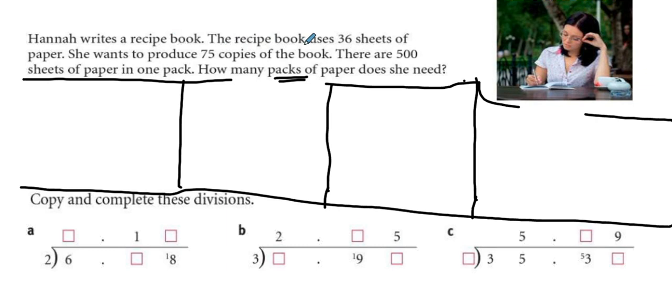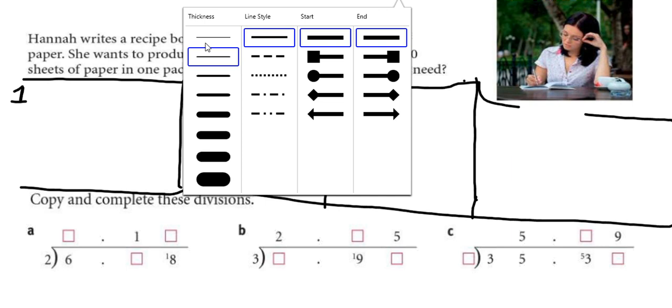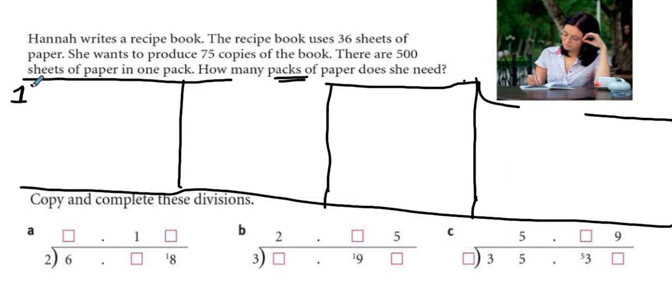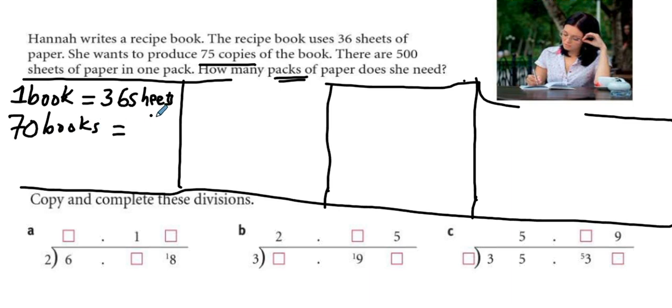Now, to write one recipe book, Anna uses 36 sheets of paper. So one recipe book, one book equals 36 sheets of paper. Now, how about 70? 70 copies means 70 books will be equal to how much? How many sheets of paper?